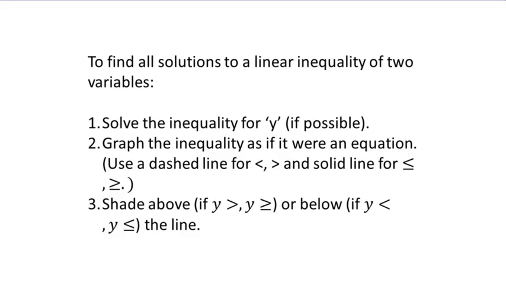So to find all solutions to a linear inequality of two variables, first, if possible, solve the inequality for y. Now, this is not the only way to do these problems, but I think this is, I would say, keeping it simple. It might not be the easiest way either necessarily, but it's a nice simple process. Solve it for y first, then graph the inequality as if it were an equation. So we're going to graph it as a line because these are linear inequalities. So we'll get a linear equation to graph.